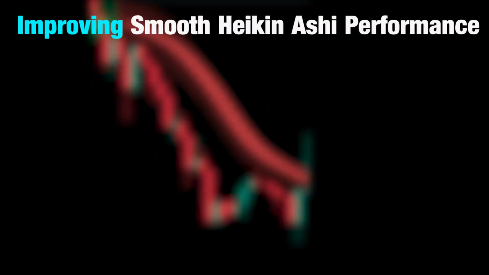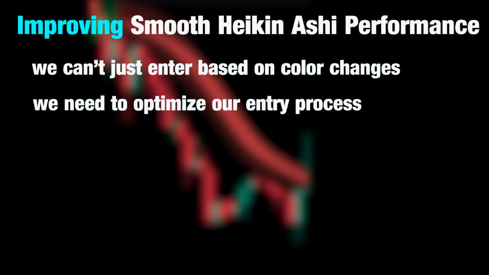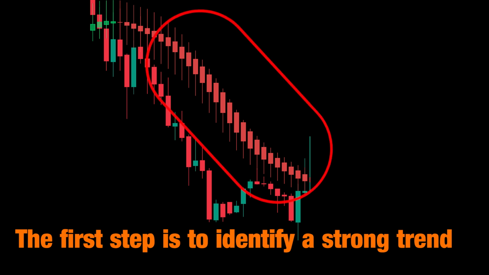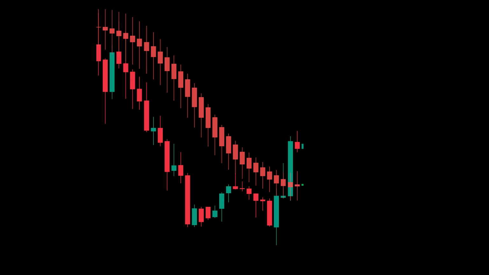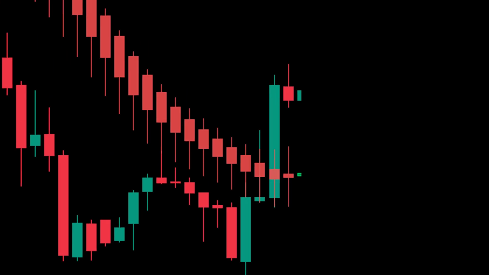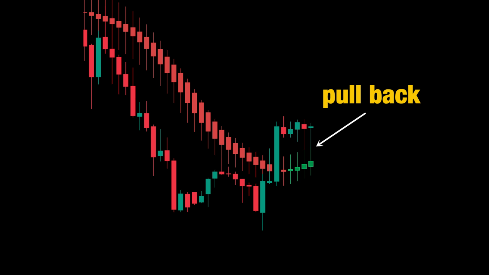Improving Smooth Heikin Ashi performance. Now that we understand that we can't just enter based on color changes, we need to optimize our entry process. The first step is to identify a strong trend and then wait for a trend change. When the candle sizes decrease and their colors change, the price is in the process of changing its trend. However, we need to wait for the price to pull back to this indicator. We can think of this indicator as a kind of support or resistance level.